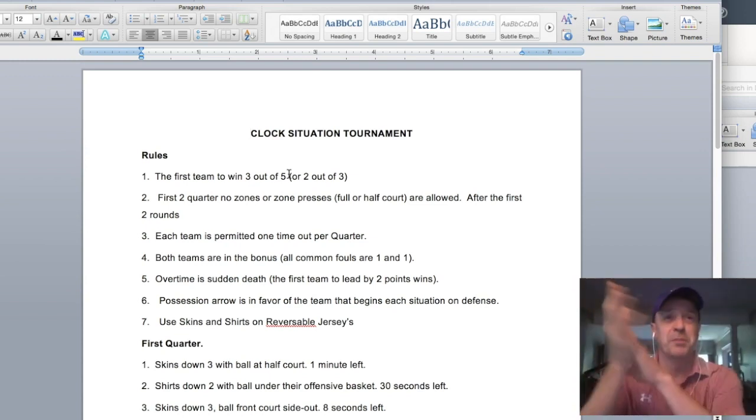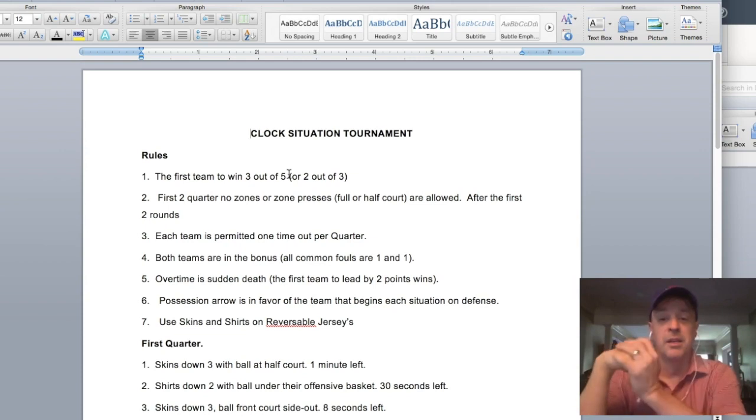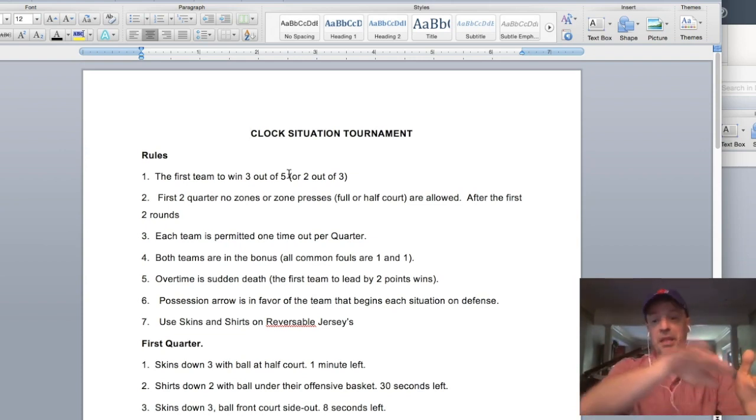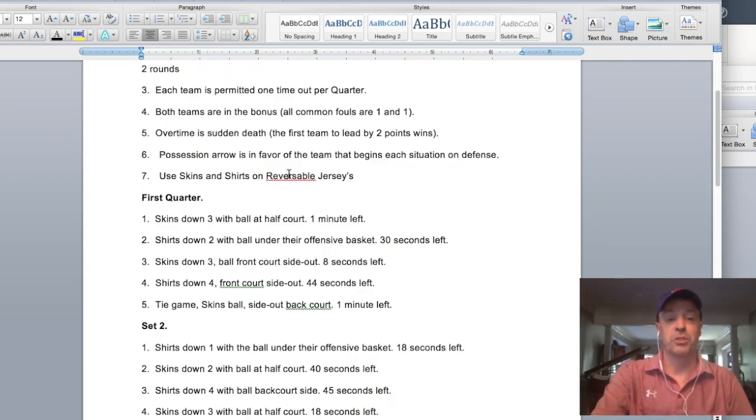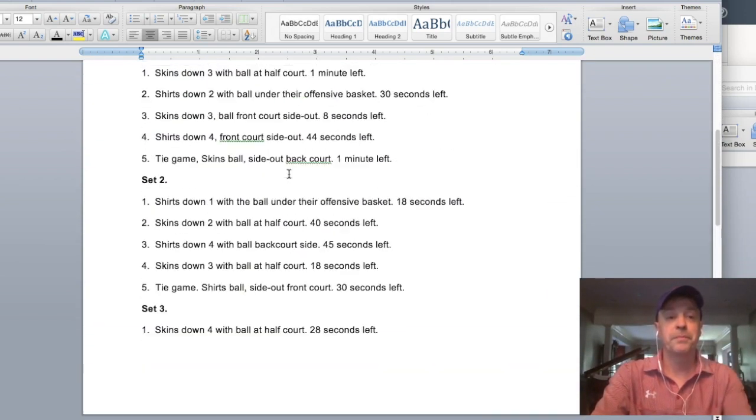I believe you have to spend a lot of time on clock situations. I believe as the season goes on, it'd be linear. Early in the season, maybe 10%. But as the season goes on, you're spending more and more time on game situations. So I do it out of quarters: first quarter, second quarter, third quarter, fourth quarter.